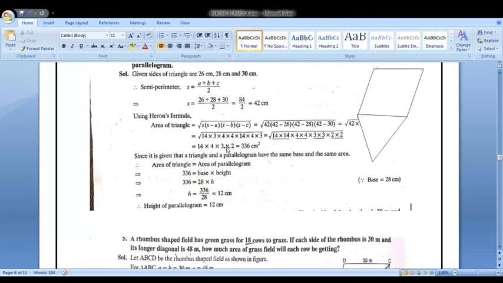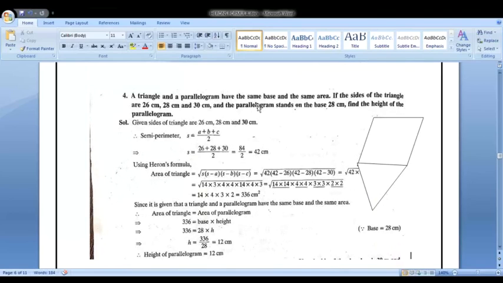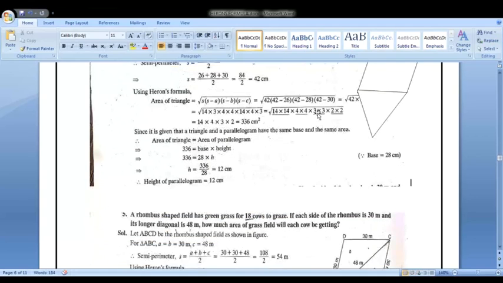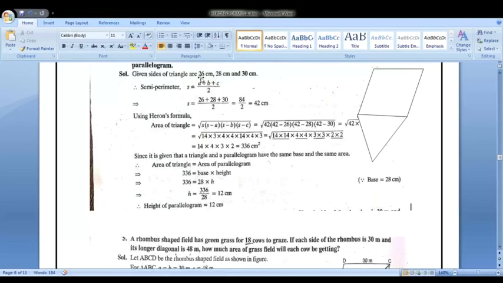So this is how we should learn to draw figures using the question. The second thing is that you have to decide the strategy. How will you solve the problem? What is being asked? So this is how we have completed question number 4.